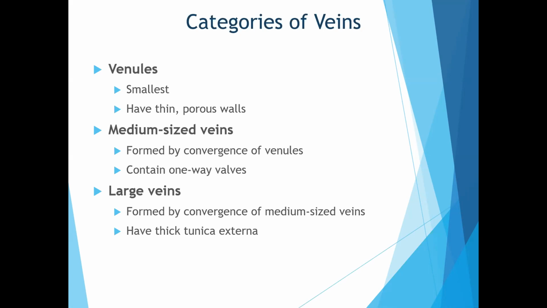And so they have that really thick tunica externa because they have a large amount of volume of blood. They need that extra support to maintain shape and all that good stuff.